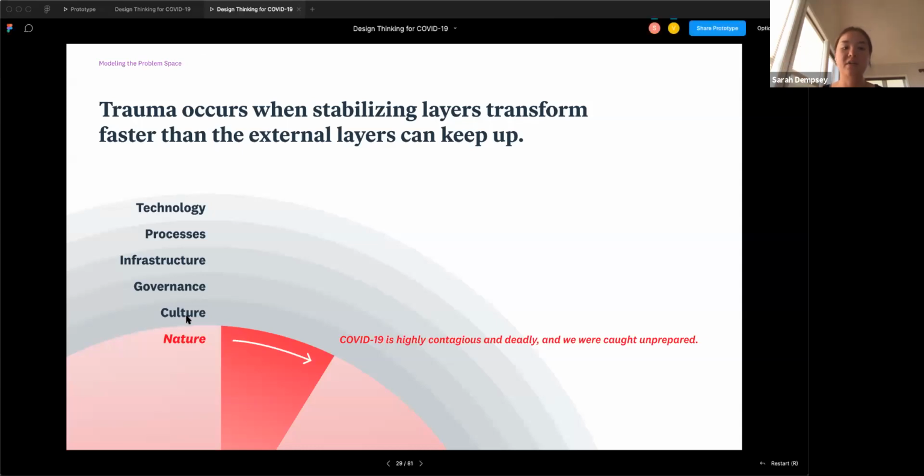So we saw that being forced to shelter in place was difficult. Governments didn't really have the right response immediately, and there wasn't infrastructure for testing and so on and so forth. So with technology being the outermost layer, that's why digital tracing seemed like one of the most viable solutions for responding to the virus.